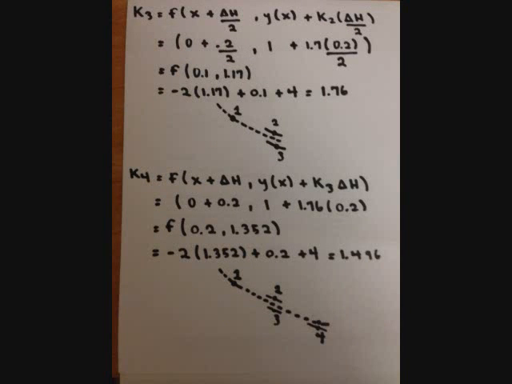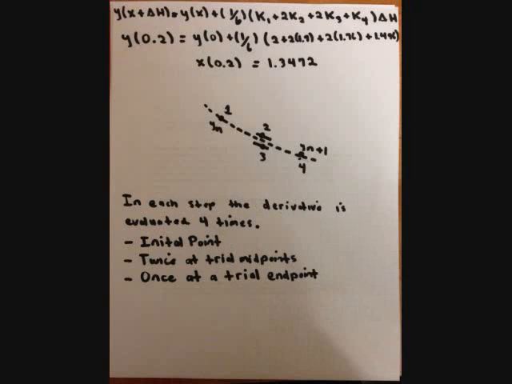k3 can be found at a point also half a step size away on the x, except instead of k1 determining its y position, k2 will be used. As you can see, this comes out to 1.76 and finally k4 will be calculated a distance of 1 step size from the initial point and its y value will be determined using k3. Now we have all our data, let us make a conclusion. Using this weighted average method of multiple slopes we go from Euler's estimate of 2 to a much more precise estimate of 1.3472. In each step the derivative is calculated 4 times, once at the initial point, twice at the midpoints and once at a trial endpoint.